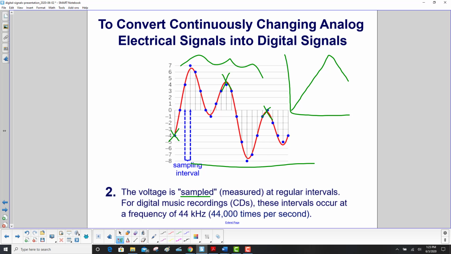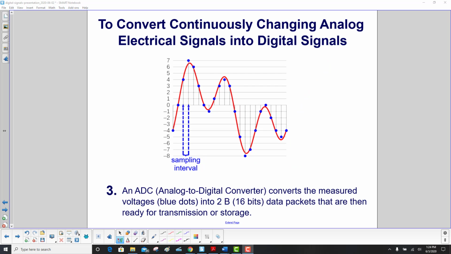And that's what we're calling this. Sampled is another word for measuring at regular intervals. If I wanted to record a CD and transmit that to digital, those intervals would occur at a frequency of 44 kilohertz. 44,000 times per second you would do the sampling. That would give a representation of this curve pretty close to what it really is. Once we get all these points, the voltages at each one of these points, we would convert the measured voltages, the blue dots, into 2 byte, which is 16-bit data packets that are then ready for transmission or storage.